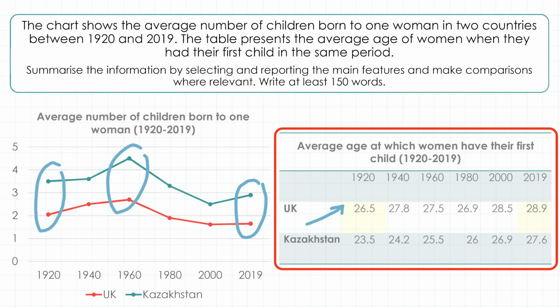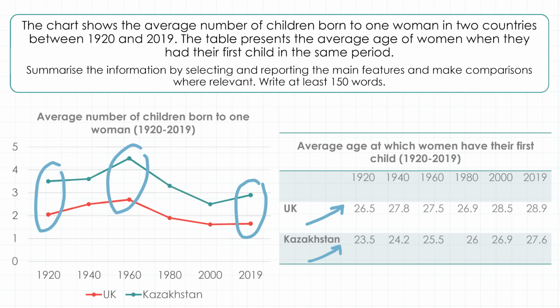And we see exactly the same trend in Kazakhstan. In 1920, women on average had their first child when they were 23.5 years old. And then numbers keep on going up to 27.6. So in both countries, women in 2019 had their first child later than in 1920. These are our trends. The task also tells us to make comparisons where relevant.